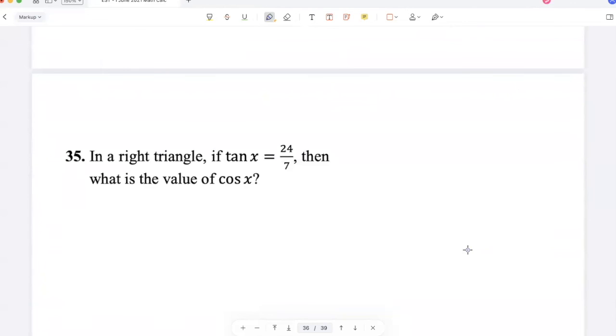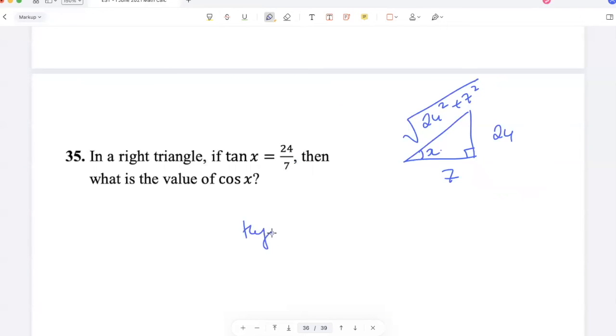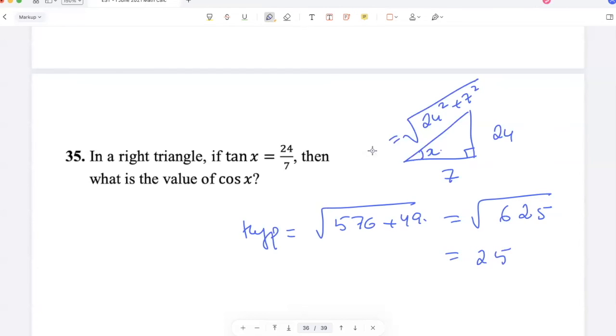In a right triangle, if tan x is 24 by 7, then what is the value of cos x? Okay, so let this be the right triangle and let this be x. So tan x is 24 by 7, opposite by base. So the hypotenuse would be square root of 24 squared plus 7 squared by Pythagoras theorem. So hypotenuse is square root of 576 plus 49, which is 625. So that's 25. So my hypotenuse is 25. So cos x is base over hypotenuse. So that's 7 by 25.